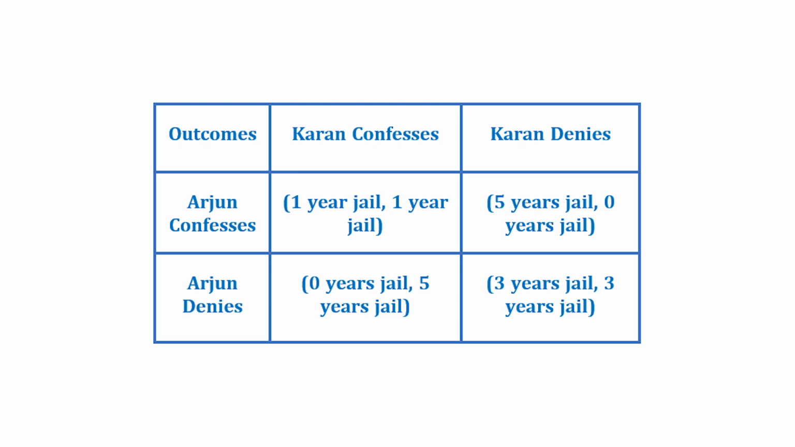Let's say that Karan confesses and Arjun confesses as well. In that case, both get 1 year of jail each. If Arjun confesses but Karan denies, then Arjun will get 5 years of jail and Karan will get no jail at all. If Arjun denies and Karan confesses, he will not be imprisoned, but Karan will be imprisoned for 5 years. But if Karan denies and Arjun denies as well, both of them will be imprisoned for 3 years. That means there will be a term of 3 years of jail for both of them.